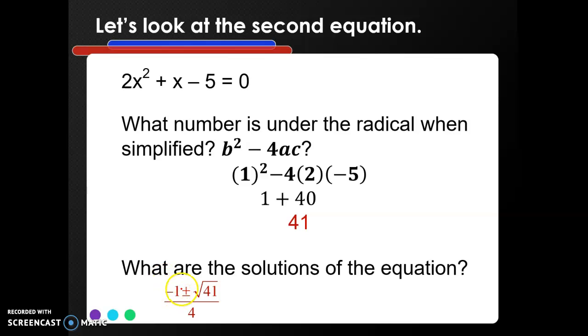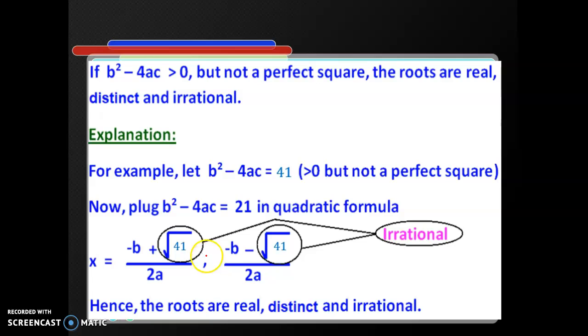Okay? Now, if you put it in this one, b squared minus 4ac is equal to 41, greater than 0 but not a perfect square. If you plug in 41 in the quadratic formula, you will end up with this. So again, you just replace b and a. Okay, this is just for representation.